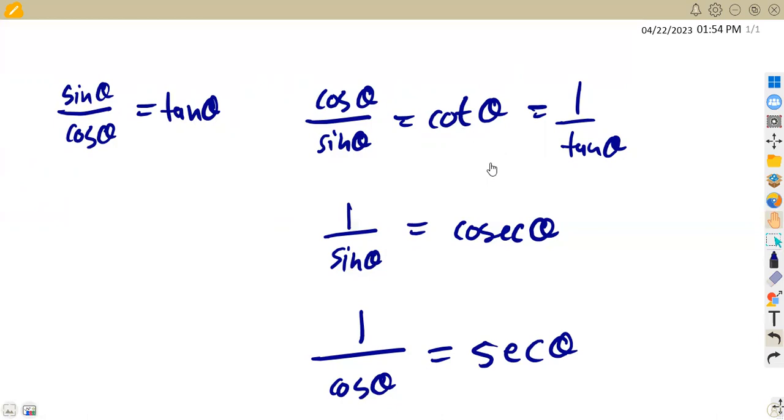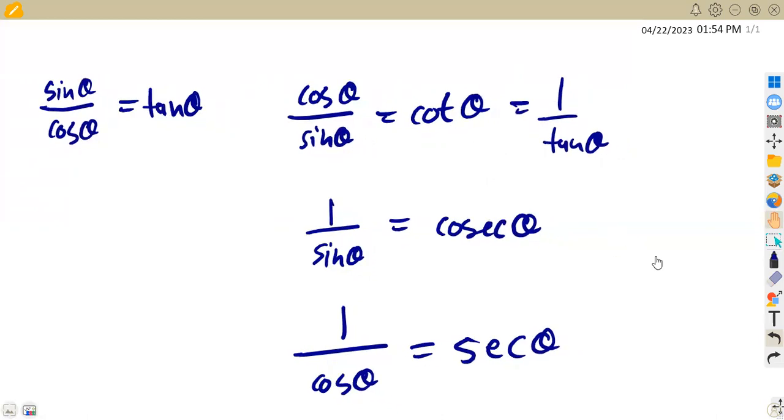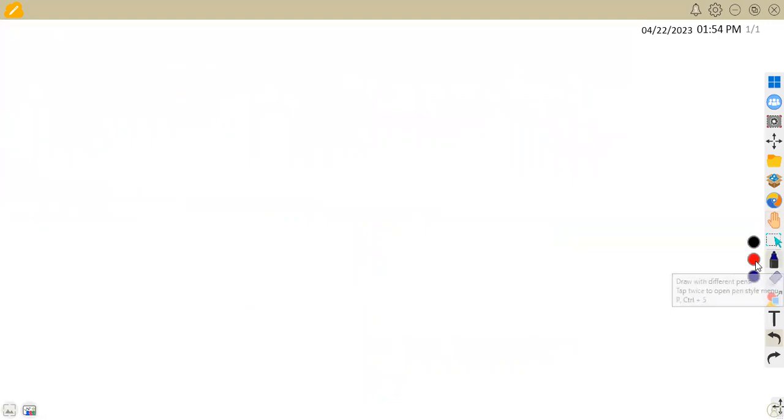Okay, so I'm going to pose some questions that we are going to work on so that we can try to prove these identities. So we are asked to prove the following identity: that tan of theta plus cot theta is equivalent to 2 over sine 2 theta. So we are asked to prove this.